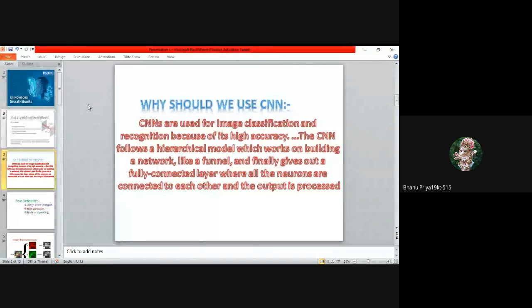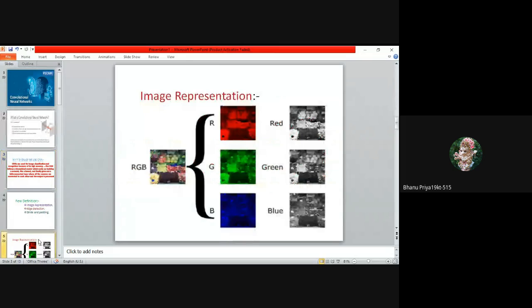We need CNN because of the fully connected networking in the neural network for giving the output, and it is used for image representation. First of all, we see any picture in black and white, then it is converted to RGB colors. Then we visualize what we are seeing. A black and white picture is 28 into 28 into 1.